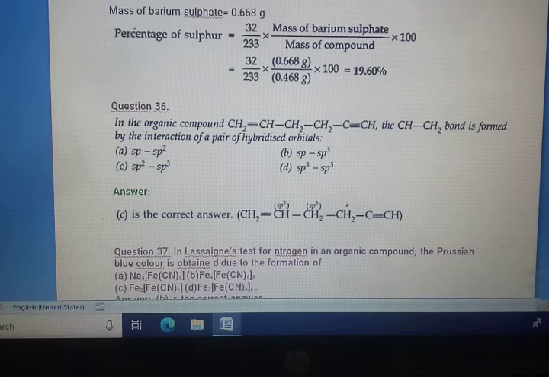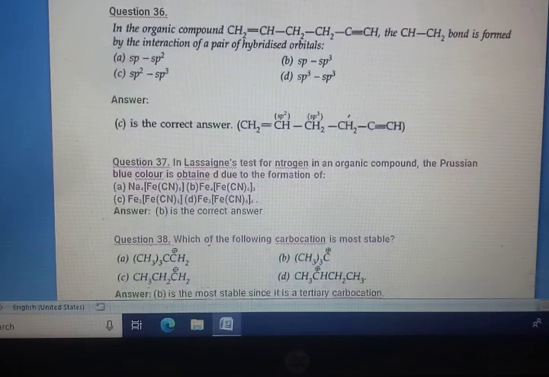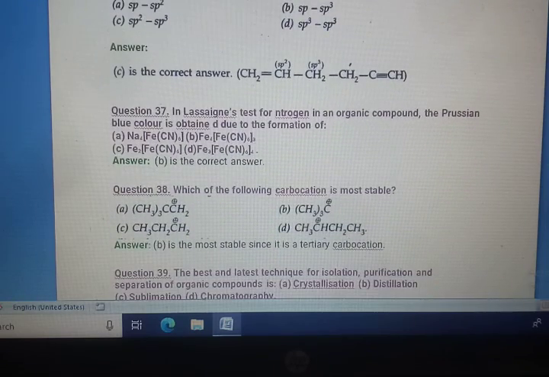So you can go through. The right answer is option C, sp2 and sp3. Double bond and single bond. You can see, on the double bond the carbon will have sp2, and CH2, that is the single bond, will have sp3 hybridization.